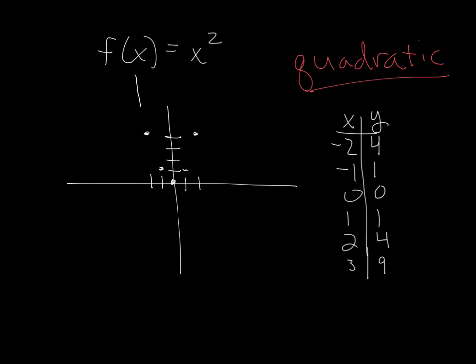Let's draw it. And try your best to make it look a little curvy if you can. Something like that. And then the actual shape itself is called a parabola. The equation is called a quadratic equation, meaning a squared equation, and it creates a shape called a parabola.